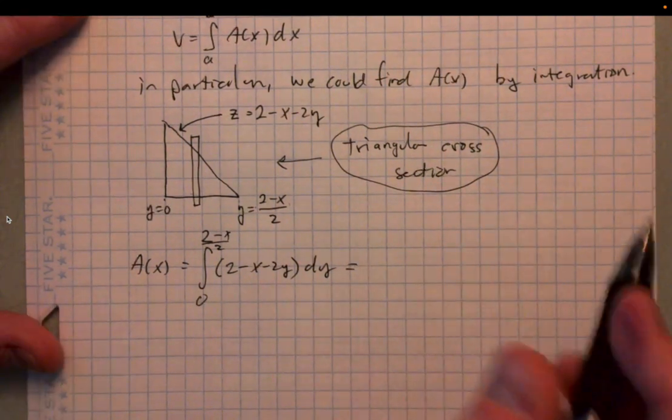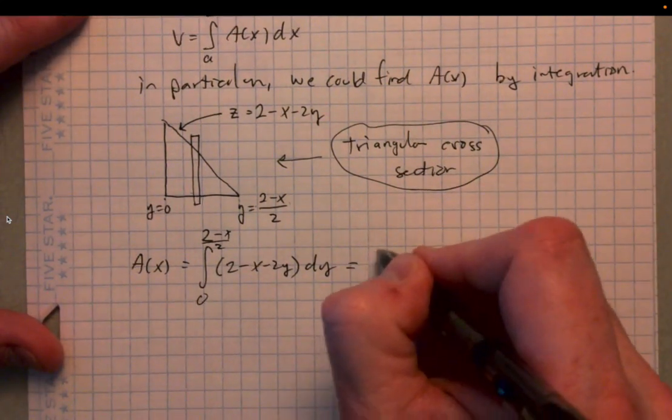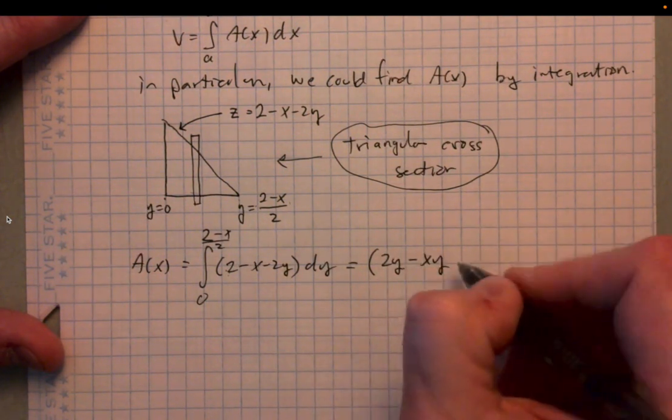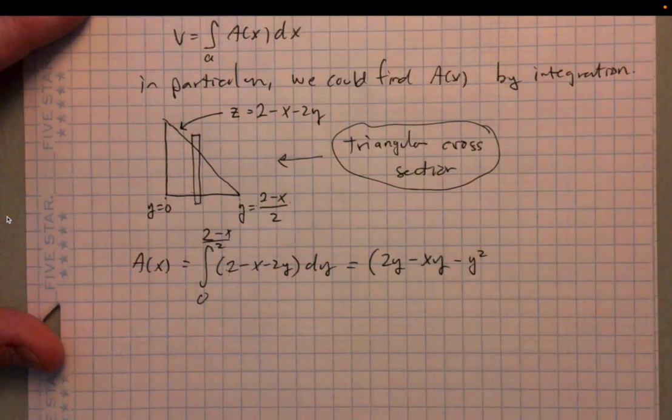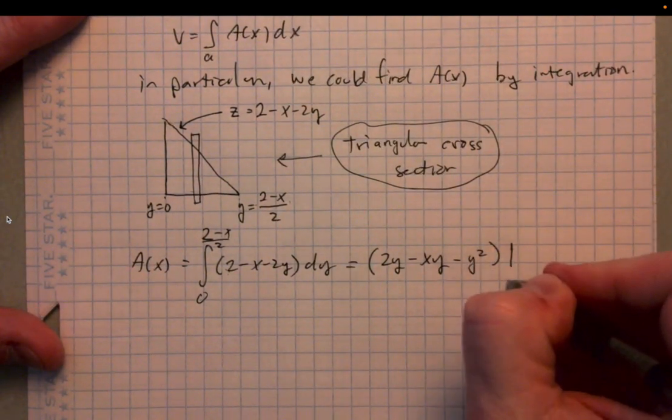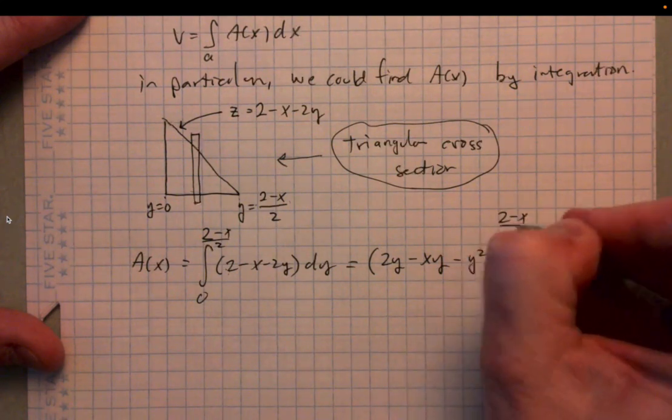And what happens when I do that? Well, the integral I get will be 2y minus xy minus y squared, so that you get 2y squared over 2 there specifically. And that's going to go from 0 up to 2 minus x over 2.